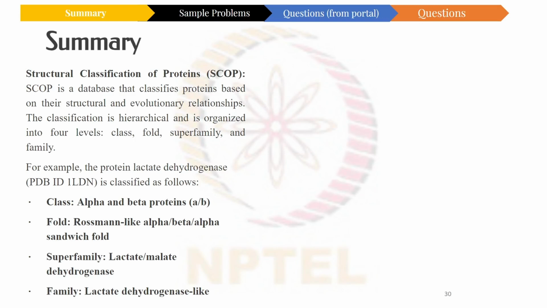For example, the protein lactate dehydrogenase, which has PDB ID of 1LDN, is classified as class alpha beta protein, fold Rossmann-like alpha beta protein or alpha sandwich fold, superfamily lactate or malate dehydrogenase, and family lactate dehydrogenase-like.